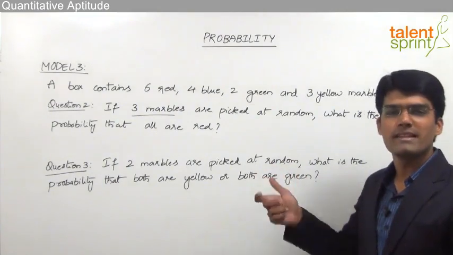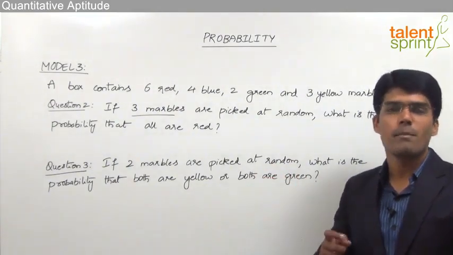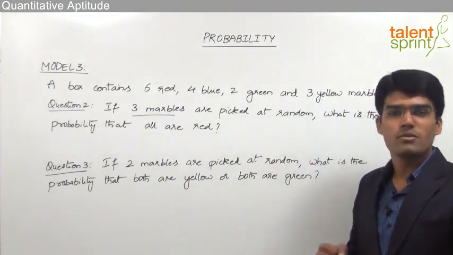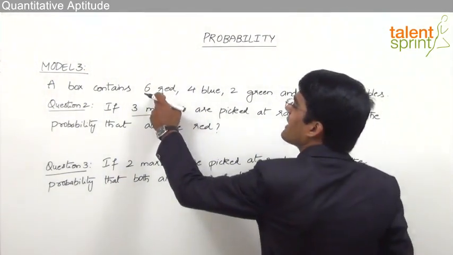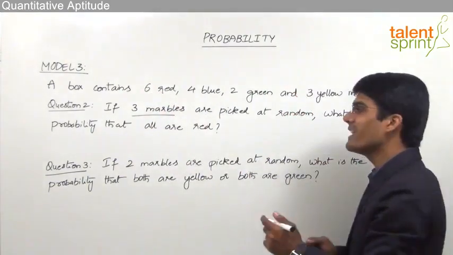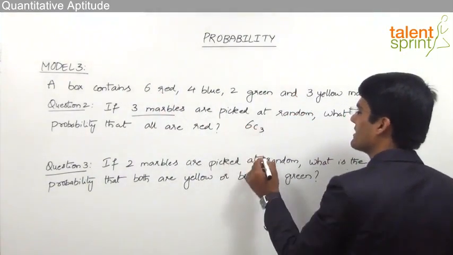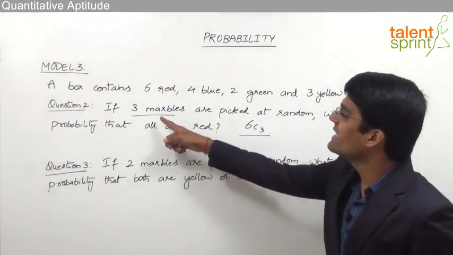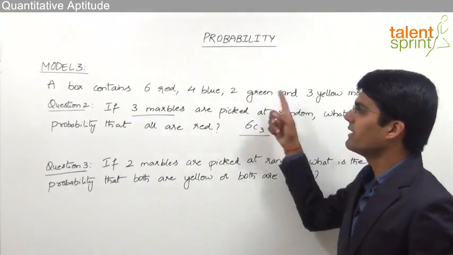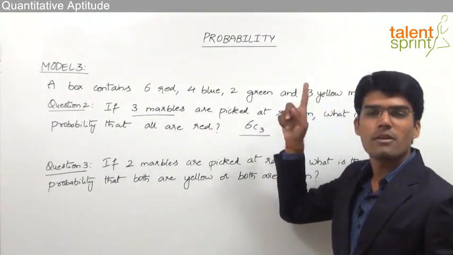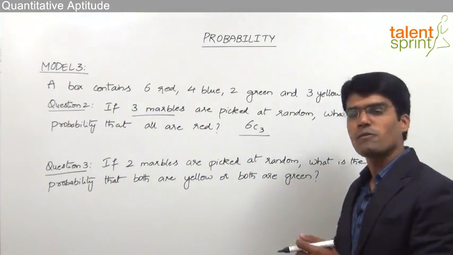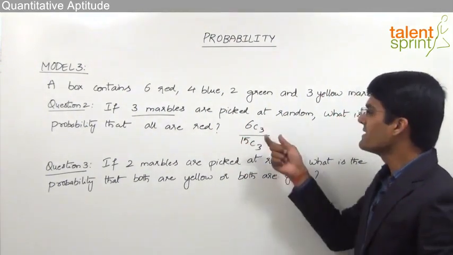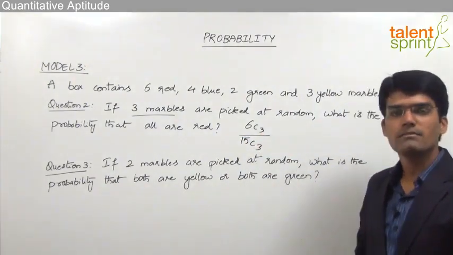Now we know that probability here is nothing but number of favorable combinations by total number of combinations. Favorable combinations here must be all 3 marbles to be red. We have total 6 red marbles, and if we want 3 red marbles we can select that in 6C3 ways, divided by total number of combinations, which is the number of ways in which 3 marbles can be selected out of the given lot. Here we have total 15 marbles. So the number of ways in which 3 marbles can be selected out of 15 is 15C3. So the answer for question number 2 here is 6C3 divided by 15C3.